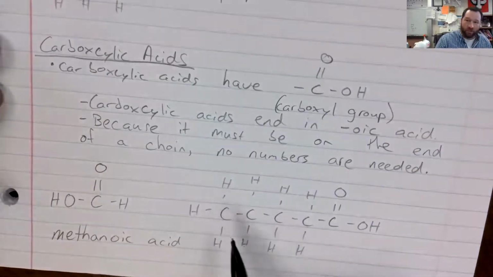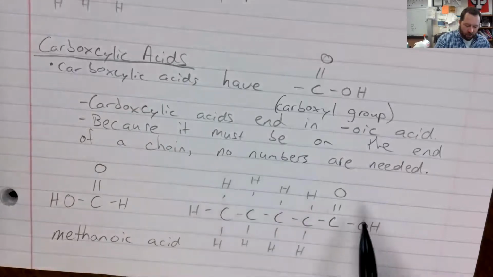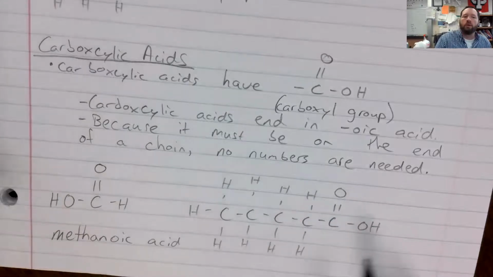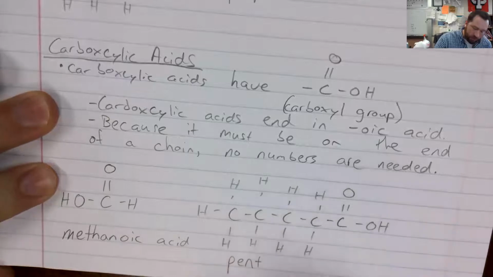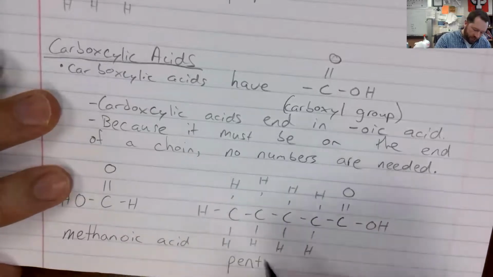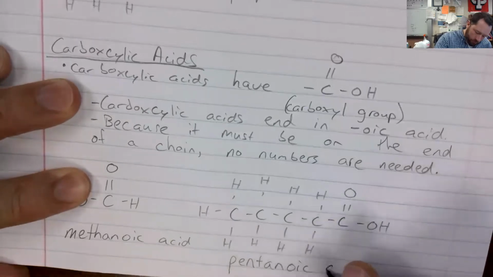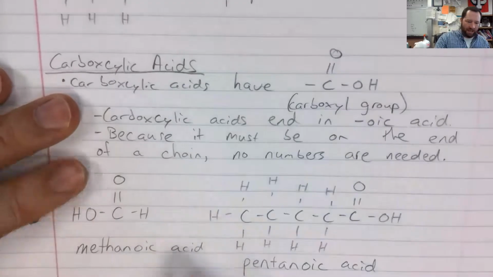Can take a look at the parent chain, 1, 2, 3, 4, 5 carbons. Again, it looks like an alcohol, but it's also got that double bonded O. That's our carboxyl group. We're working with a carboxylic acid. 5 carbons is pent, all single bonds. So AN, end it with oic acid. So pentanoic acid.